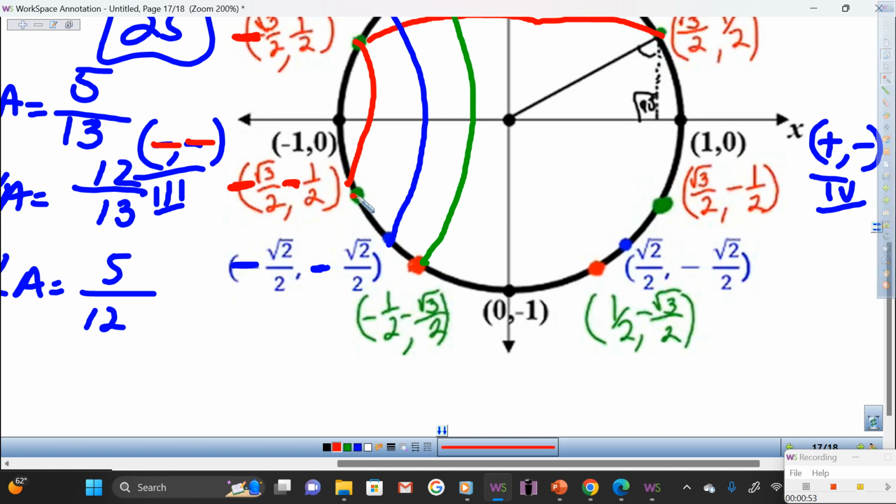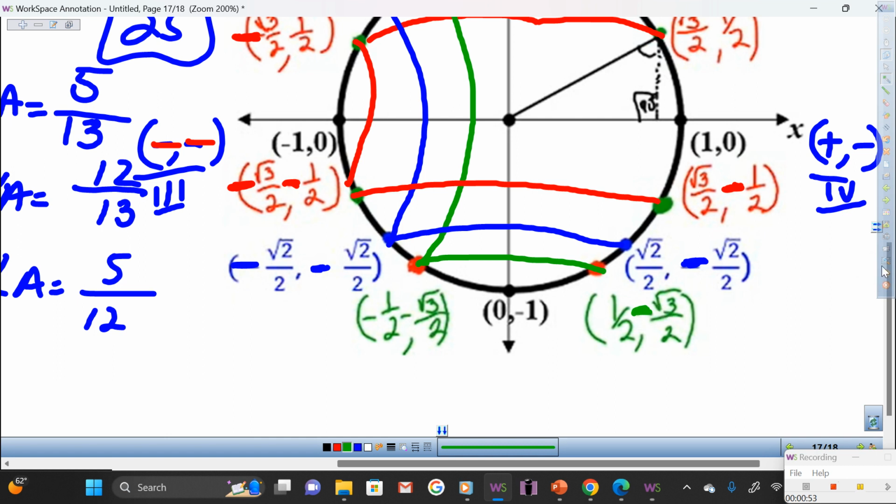Good. Then we're reflecting this one now across to the fourth quadrant. And what do we know? That only the y value is negative, only the y value. Same thing with the blue one. The y value is negative. And the green one, the y value is negative.